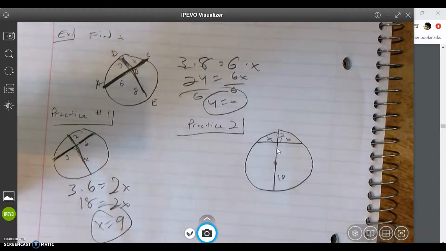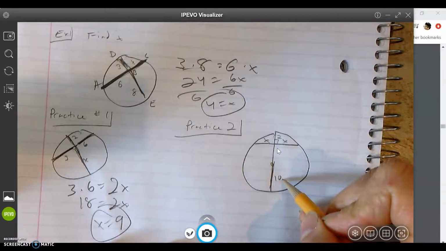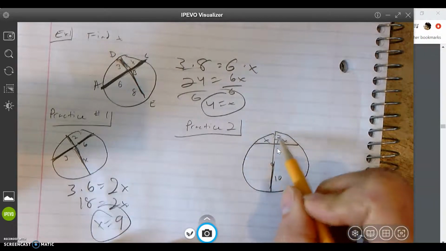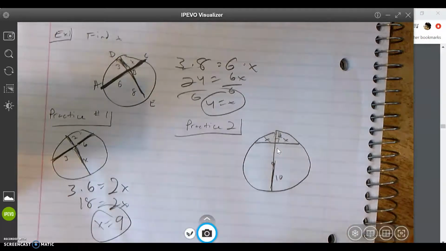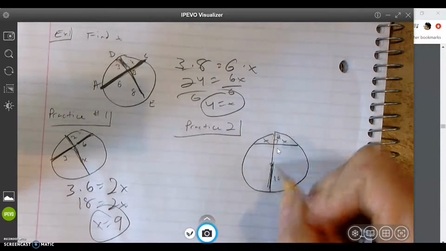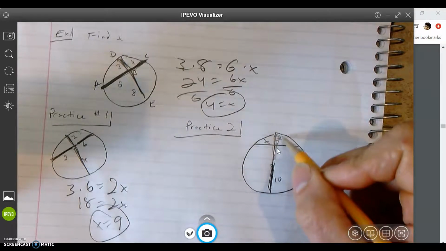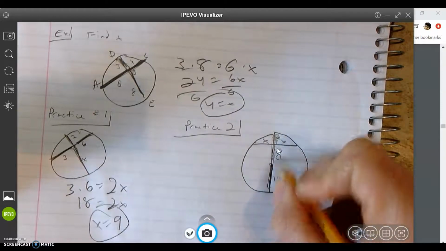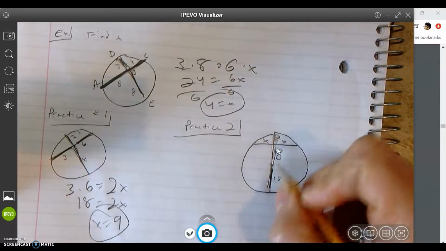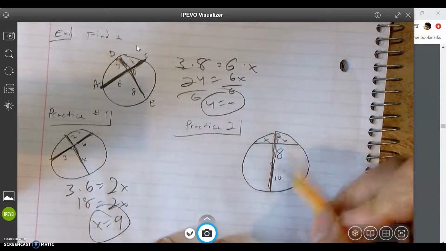Practice number 2. Okay, so we have this part here, which is a radius, 10. And we have X and X are right angled, then we have 2 up here. What is X? That's what we have to find out. If this is 10 here, then this radius is also 10, isn't it? But this is 2, so this is going to have to be 8, because 8 plus 2 is 10, and all radii are congruent.